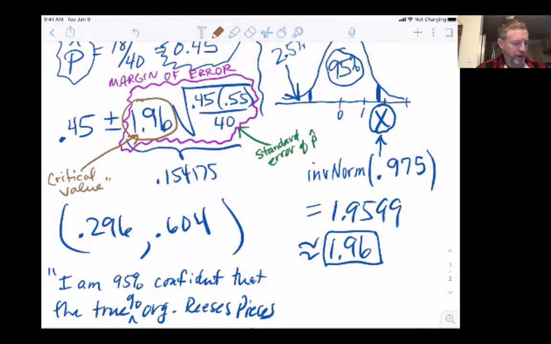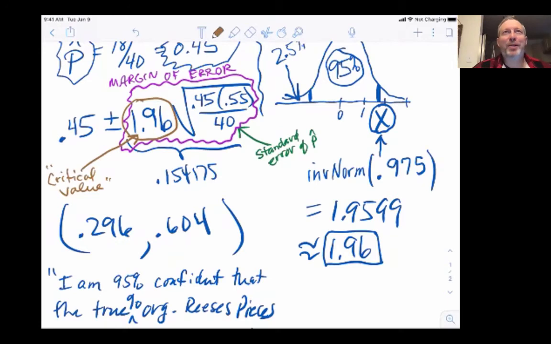It's called the critical value. The critical value is just how many standard deviations you go above and below. Now for 95%, it's roughly 2, technically 1.96. If we wanted to be more confident, we'd go out further. We'd maybe make it 99% confidence. And so then we'd have to go out a little further, like maybe 2.576.